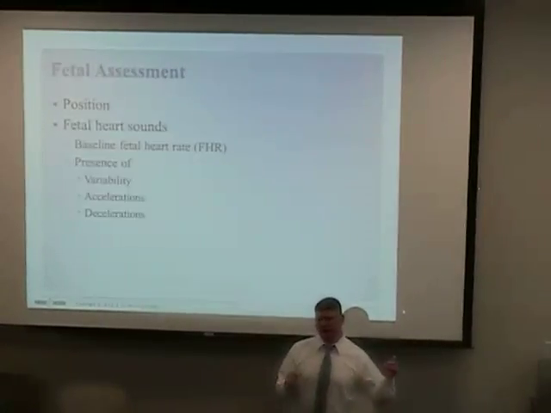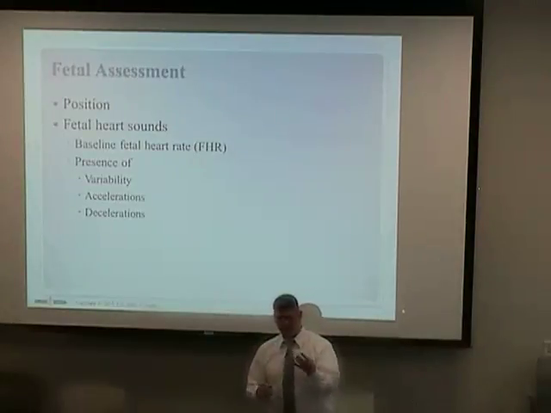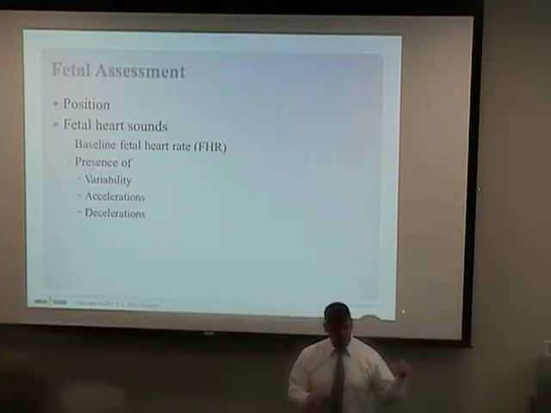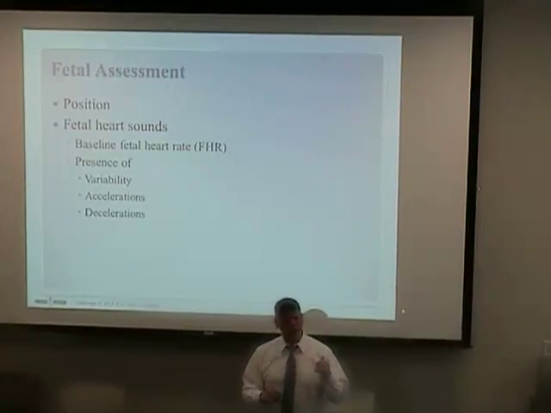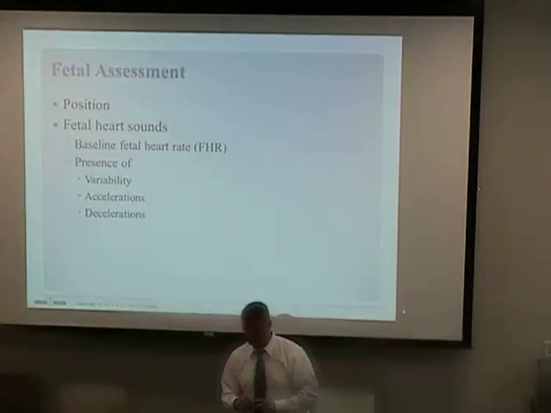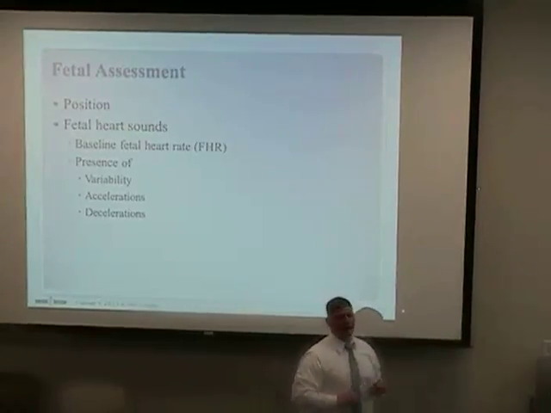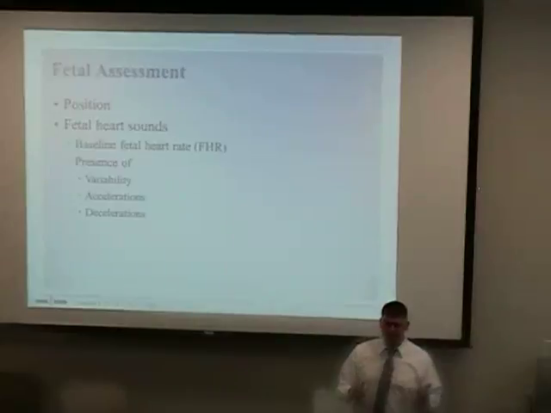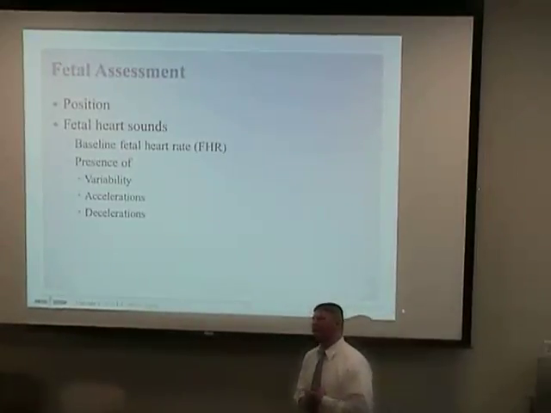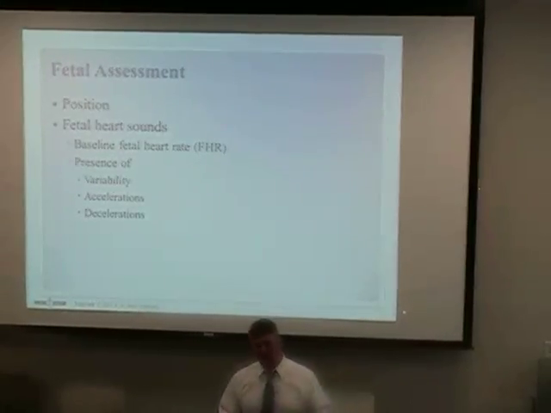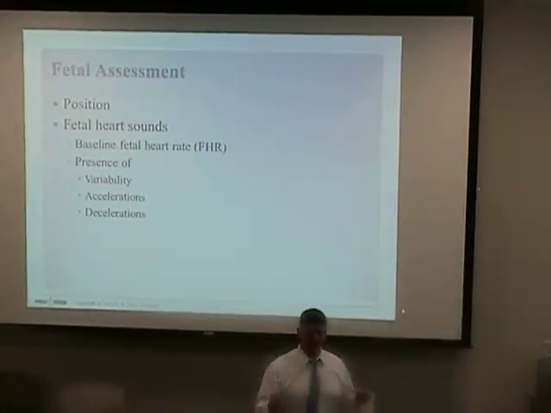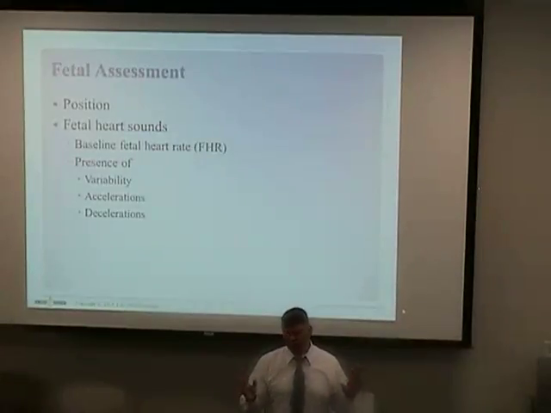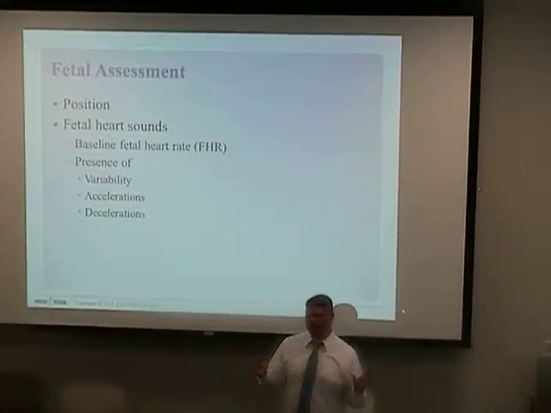And it's measured in four types. There's absent variability, minimal variability, moderate variability, and marked variability, okay? The most important one to know is moderate variability. Okay, moderate variability is a range from 6 to 24 beats per minute. Okay? 6 to 24 beats per minute, I'm sorry, 6 to 25 beats per minute is moderate variability. All right?